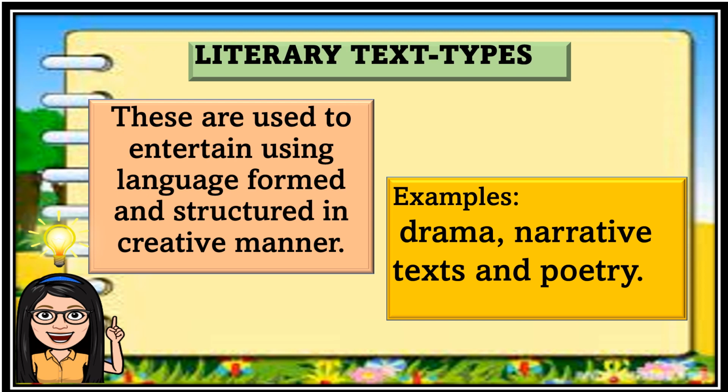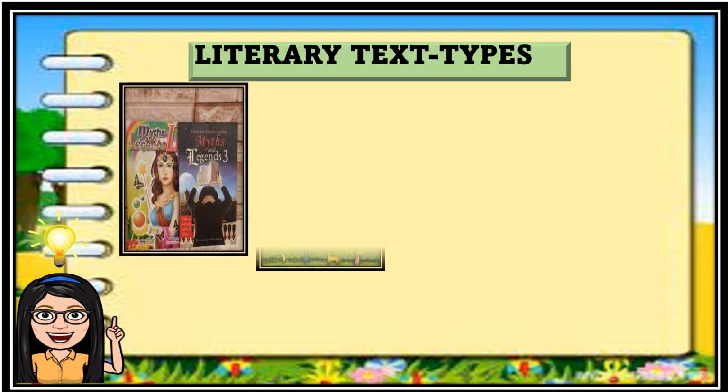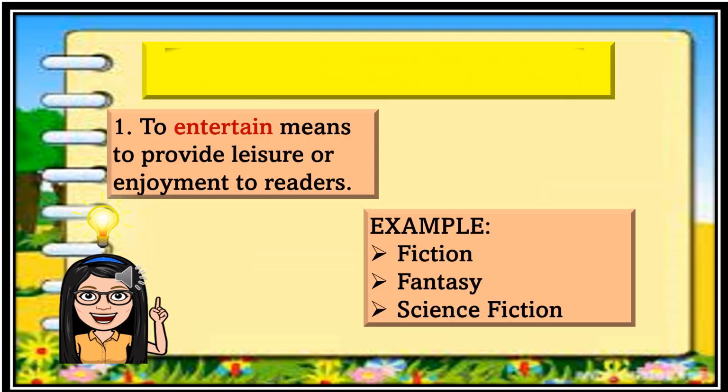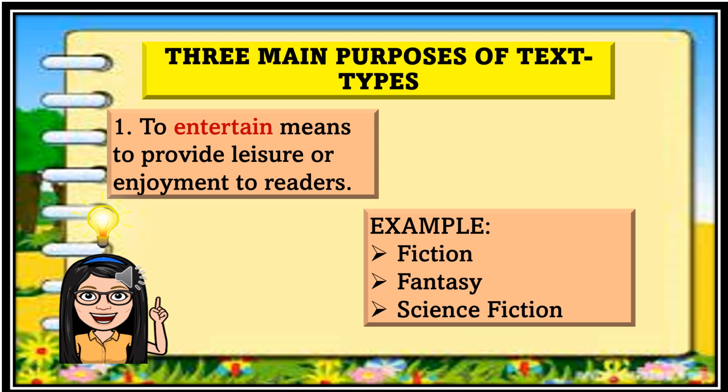Next, we have literary text types. Literary text types are used to entertain using language formed and structured in a creative manner. So, here are the examples. We have drama, narrative text, and poetry. We're done with the different text types. We have the factual and the literary.